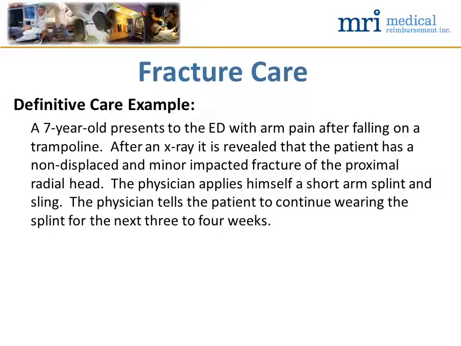Another example of definitive care would be a 7-year-old presents to the ED with arm pain after falling on a trampoline. The emergency room physician performs an x-ray. It shows that the patient has a non-displaced and minor impacted fracture of the proximal radial head. The physician applies himself a short arm splint and a sling. The ED physician tells the patient to continue wearing the splint for the next 3 to 4 weeks. This is definitive care because, again, the ED physician provided all of the care that was needed for this injury.